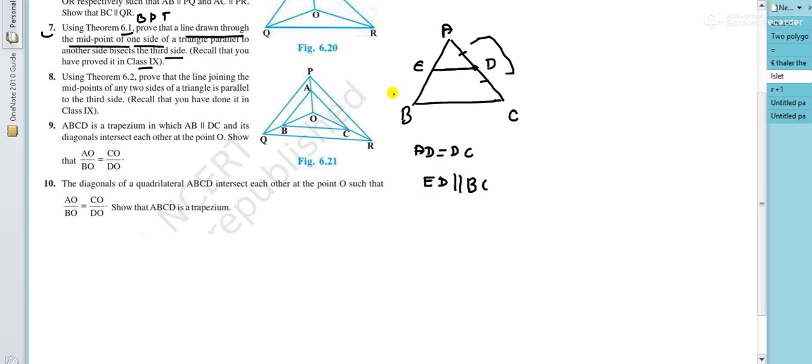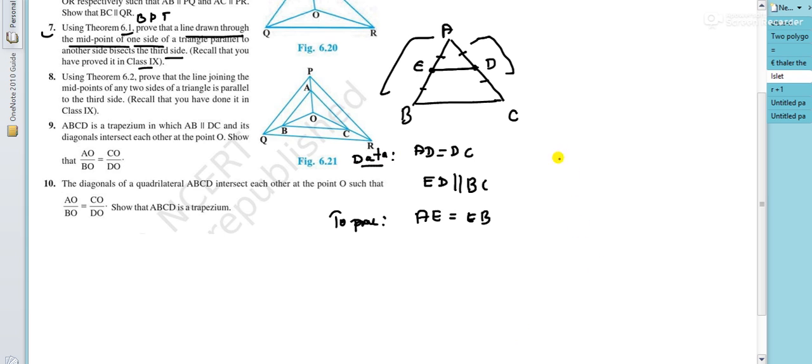This is also data. We have to prove that it bisects the other side also. The third side, which one? This. So we have to prove that AE is equal to EB. If this is midpoint, definitely these two sides will be equal, correct? So this is what we have to prove. This is to prove, and this is the data.